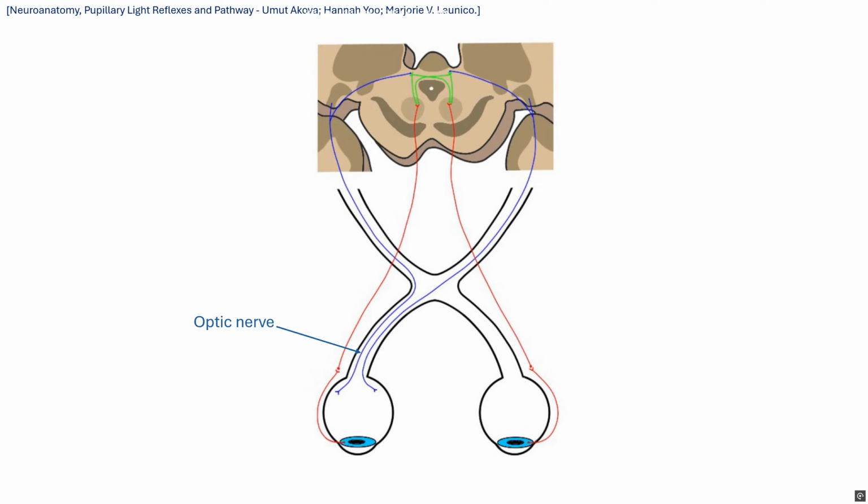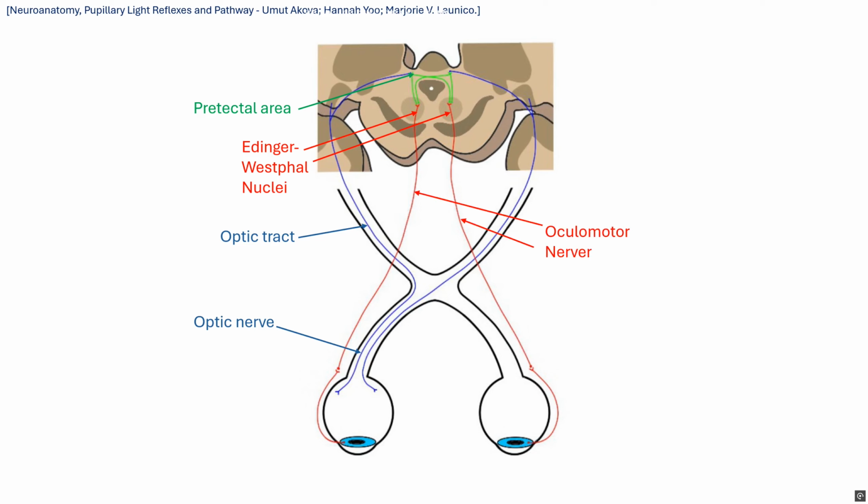from the retina. The optic nerve becomes the optic tract, and a subset of optic tract neurons project to the pretectal area in the brainstem, where they synapse on neurons that extend to nuclei called the Edinger-Westphal nuclei. There's one of these nuclei on each side of the brainstem, and these nuclei contain neurons that project through the oculomotor nerve to a structure called the ciliary ganglion. From there, the short ciliary nerves extend to the pupillary sphincter to constrict the pupil.